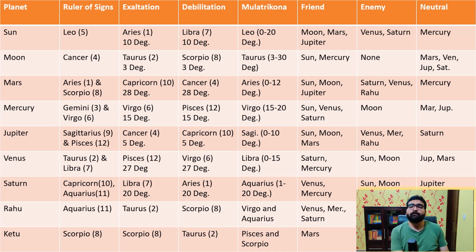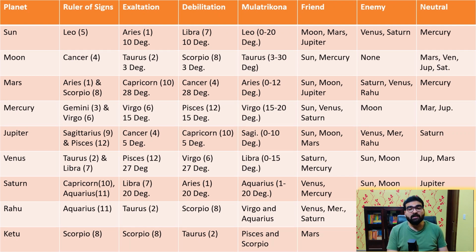Now the list of friend, enemy and neutral is also there. So Sun is friends with Moon, Mars, Jupiter. Enemy of Sun are Venus and Saturn. It is neutral to Mercury. Then friends of Moon are Sun and Mercury. Moon does not have any enemy. And neutral planets for Moon are Mars, Venus, Jupiter, Saturn. Then Mars, friends of Mars are Sun, Moon, Jupiter. Enemies are Saturn, Venus, Rahu.